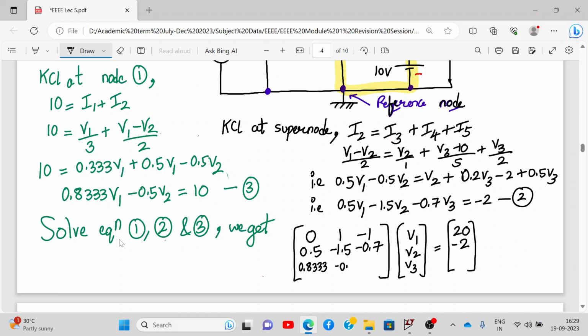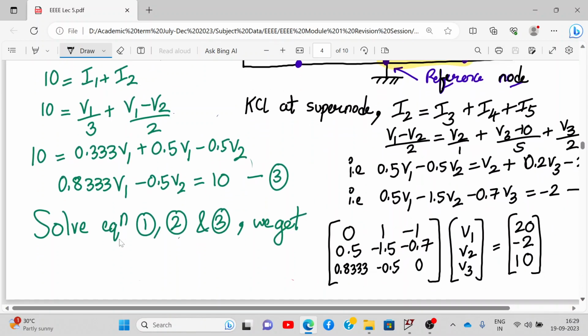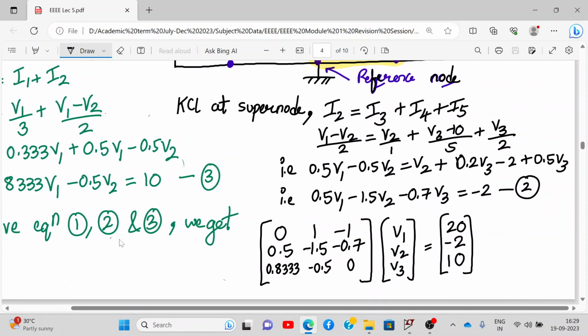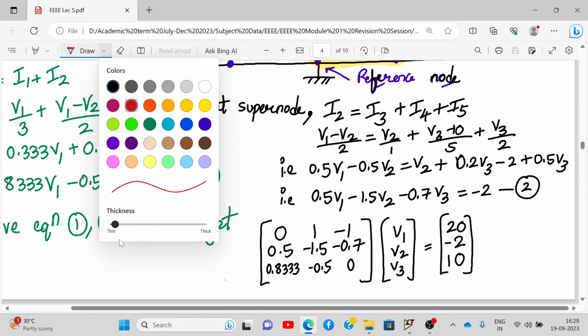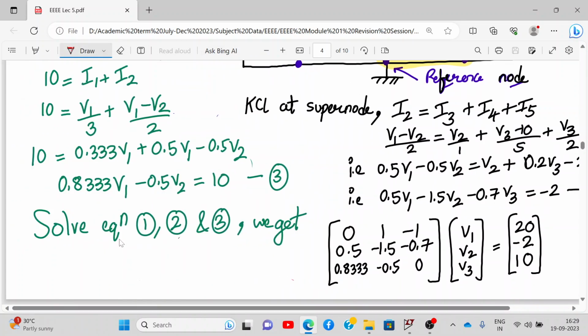Coefficient of V2 is minus 0.5 and coefficient of V3 is 0. And here we have on the right hand side 10. So solve these equations simultaneously, and what you will get is as follows. V1 will come out to be 18.94 volt, V2 will come out to be 11.57 volt, and V3 will come out to be minus 8.42 volt. So please cross check these answers.